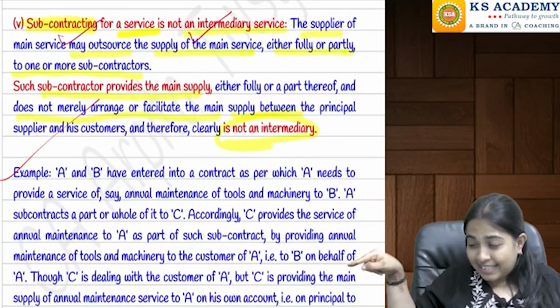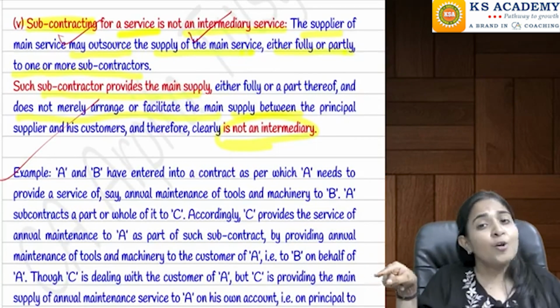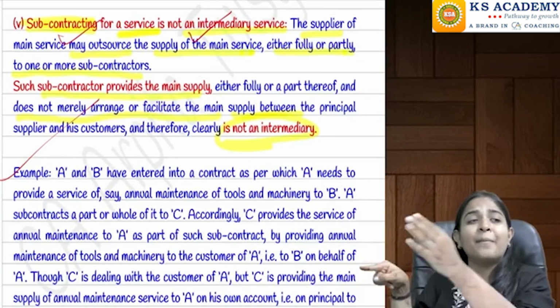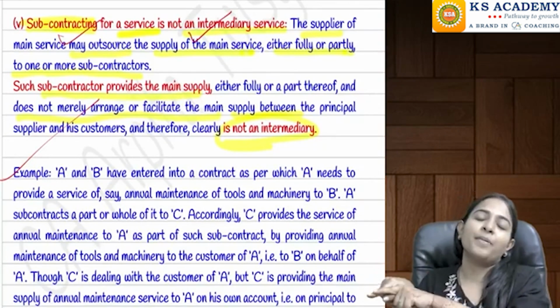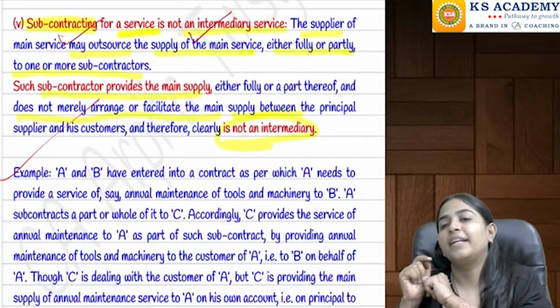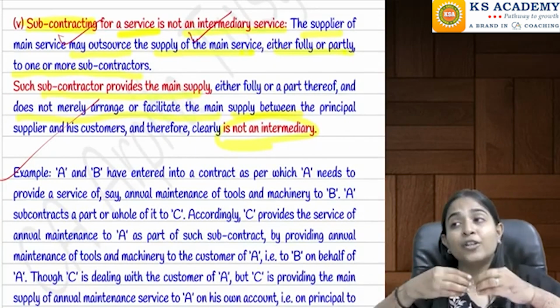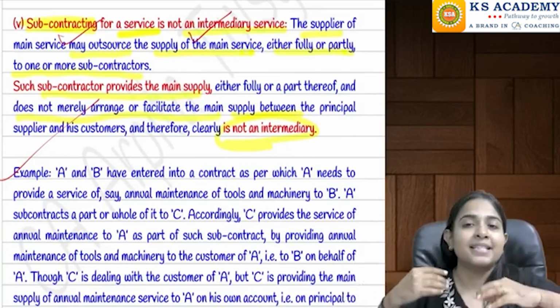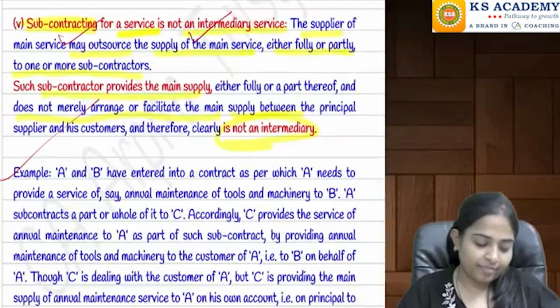Now, is that person an intermediary? No, that person is going to give the main supply. So that person cannot be called an intermediary. That person will be called a subcontractor. Are you clear? So the one who is actually providing the main service can never be called an intermediary. Right?